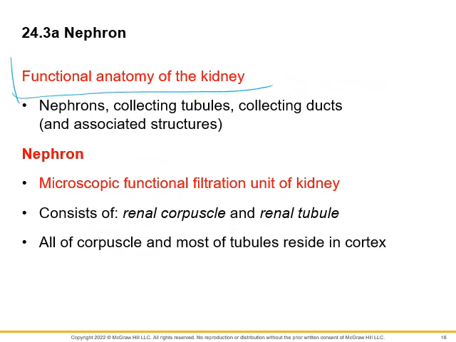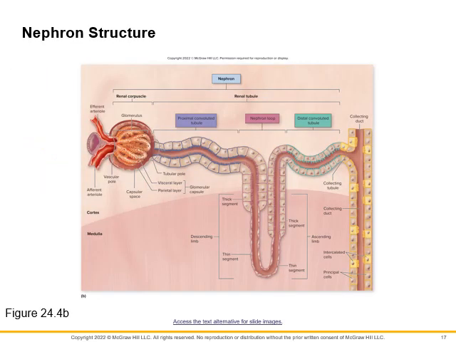So the nephron is the functional unit of the kidney. The nephron consists of several different sections of tubing. We're going to name all the parts of the tube, but the entire structure is called a nephron. So this entire structure from here on over, not including these two sections, all of this is a nephron.